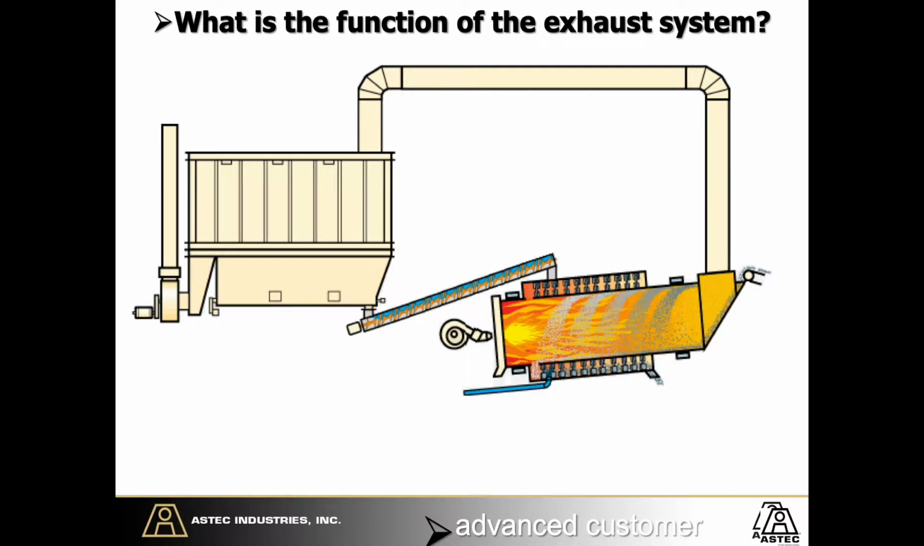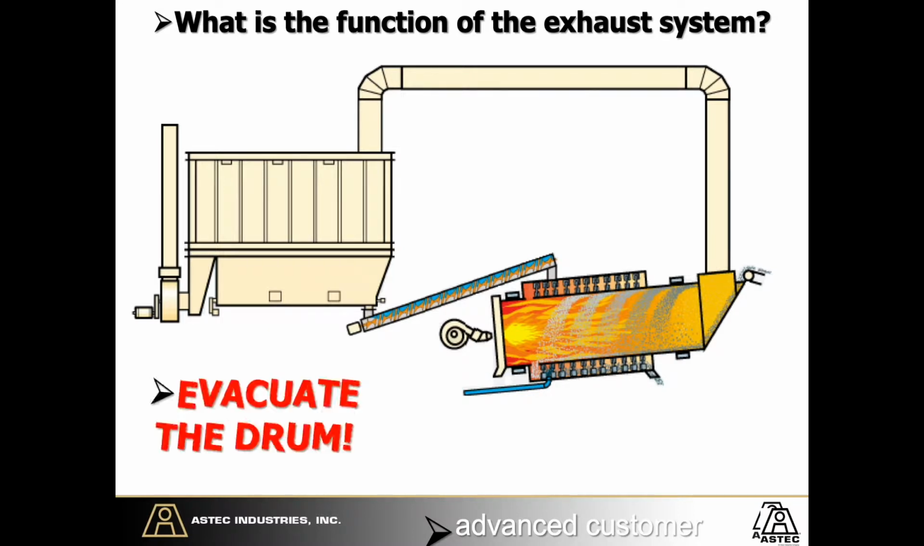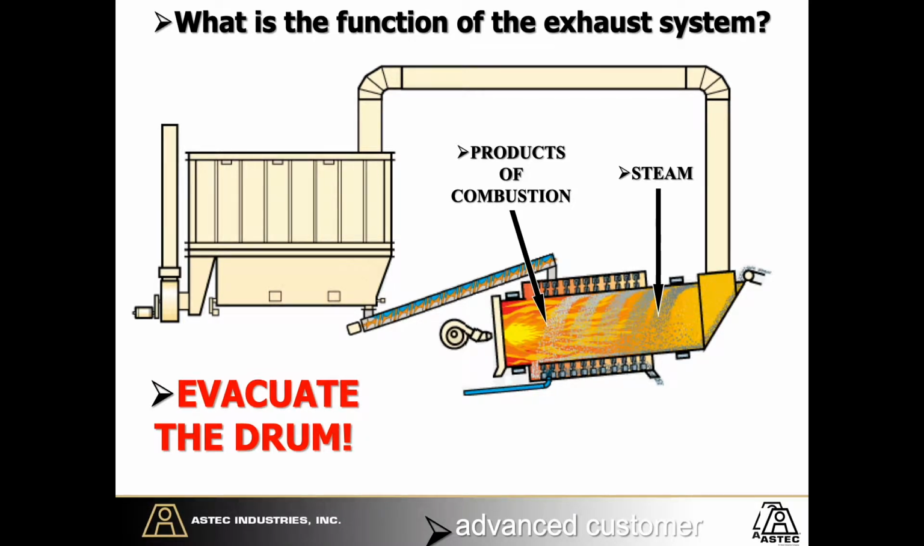So what is the function of the exhaust system? Well, it's really to evacuate the drum. It's to get the steam and the products of the combustion. Everyone knows that we're drying this material. We're taking the moisture out. So as we dry that moisture out, we're going to get that steam, we're going to get those products of combustion, whether it's with natural gas on the burner, whether it's with fuel oil, or whether it's with LP.